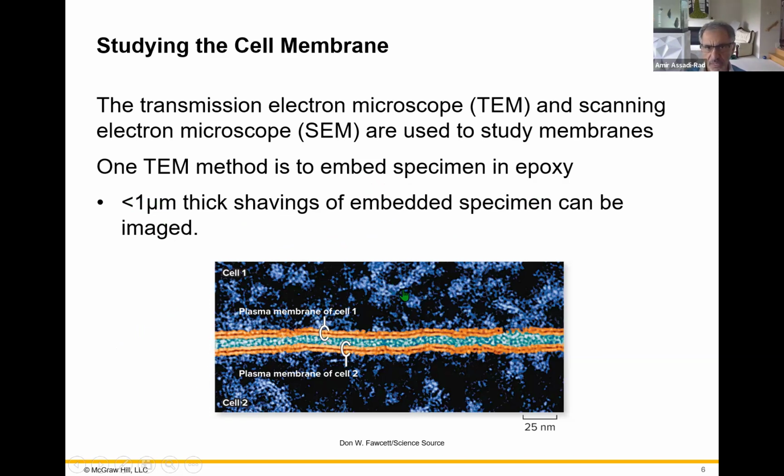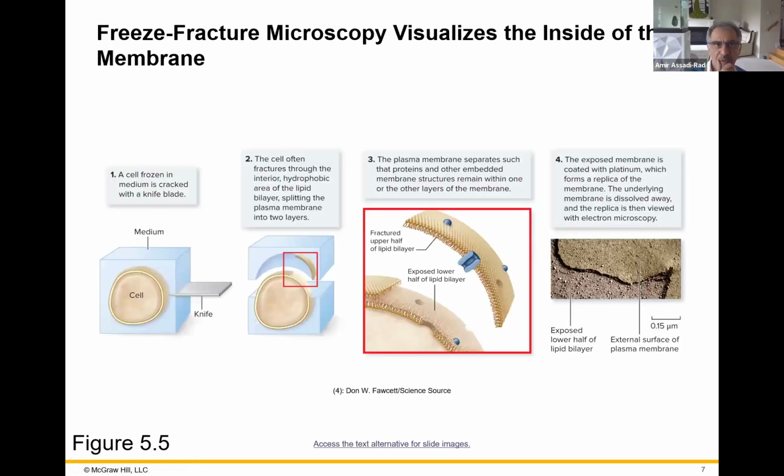This is cell 1. This is cell 2, two layers of cell membrane. And in between is called interstitial fluid. I guess it's not mentioned in here, so do not worry about it. Freeze fracture microscopy: they freeze a cell and fracture it, then you can see pieces of the cell membrane.